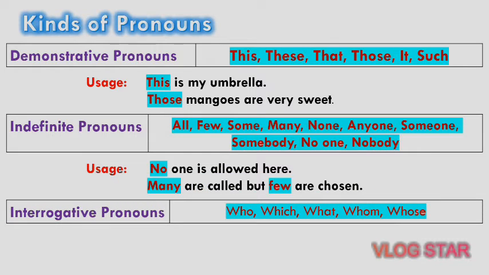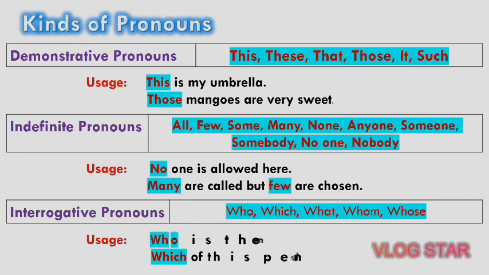Next we have here the interrogative pronouns. The interrogative pronouns are generally used to form questions or to form interrogative sentences. Now these interrogative pronouns are who, which, what, whom, and whose. These five are examples of interrogative pronouns, and using these five interrogative pronouns we form interrogative sentences.